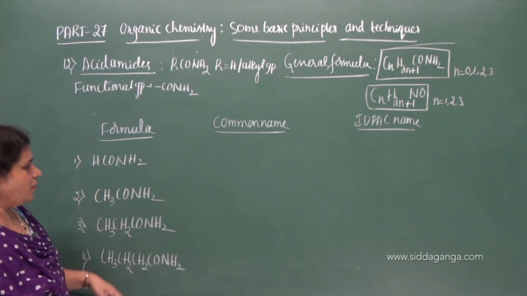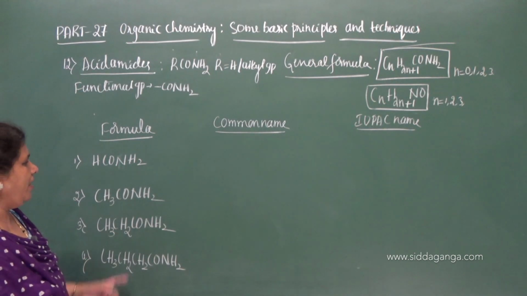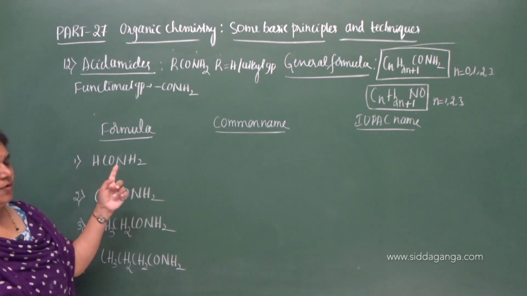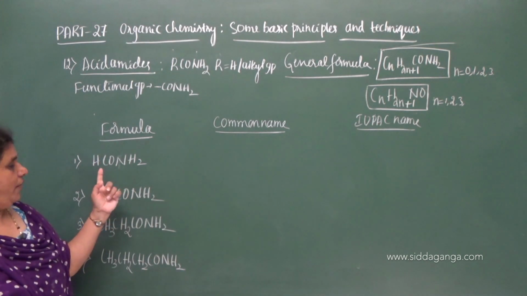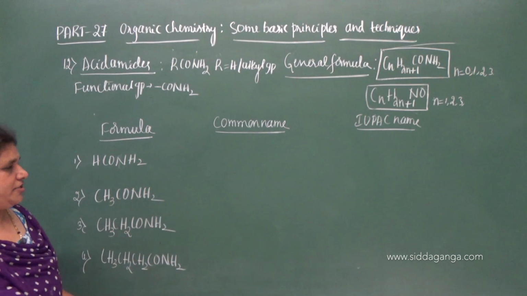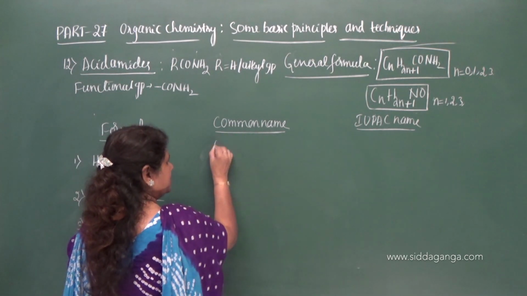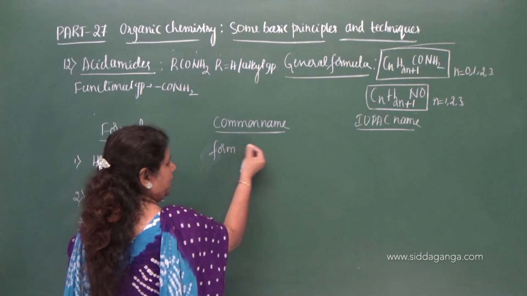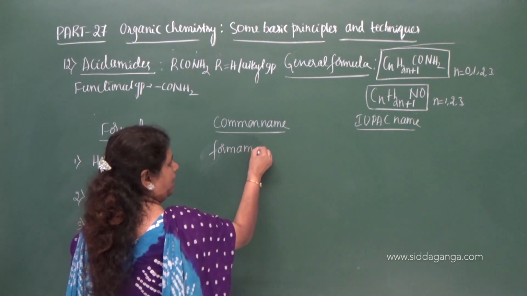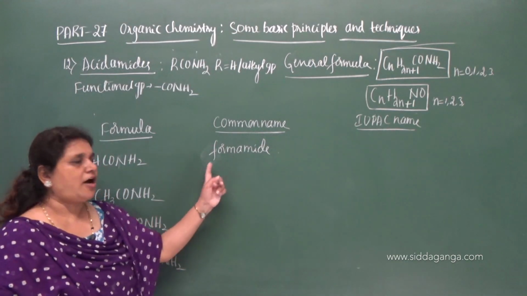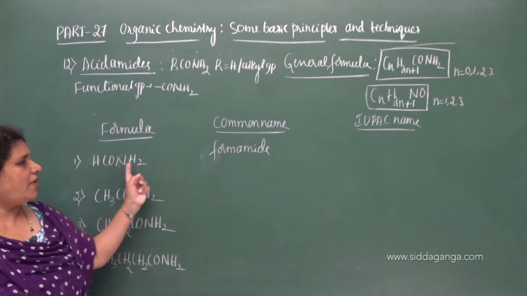Now let us move on to the common name. What is the common name of the acid? HCOOH, formic acid, where OH is replaced by NH2 and hence the name is formic acid, ic acid is removed and replaced by amide. So hence the name is formamide. What is the name? Formamide.